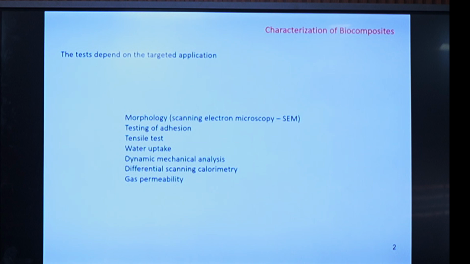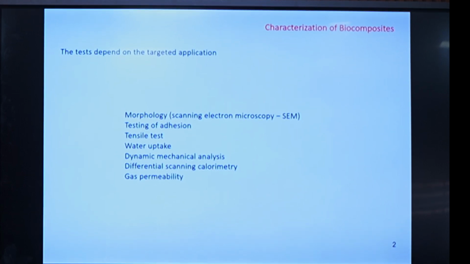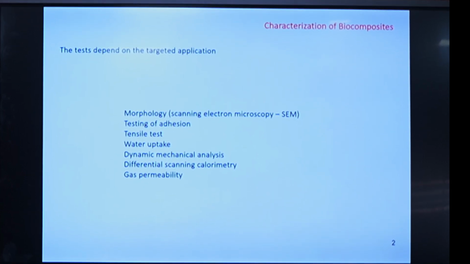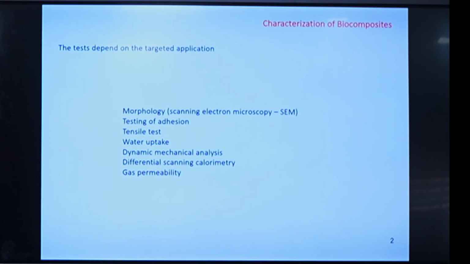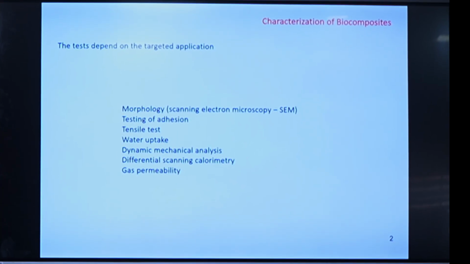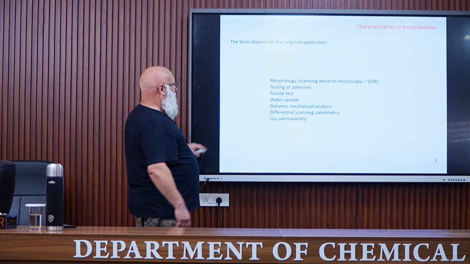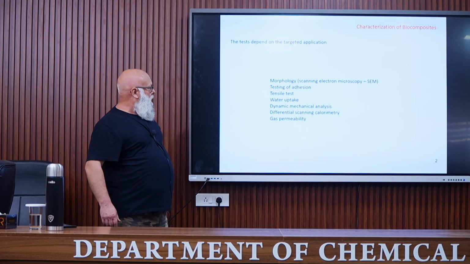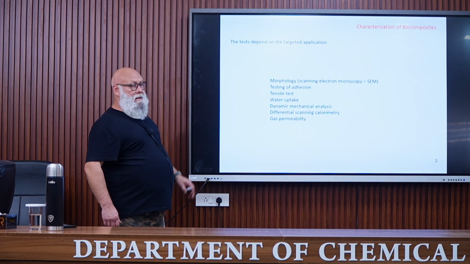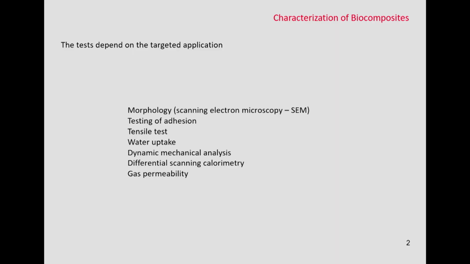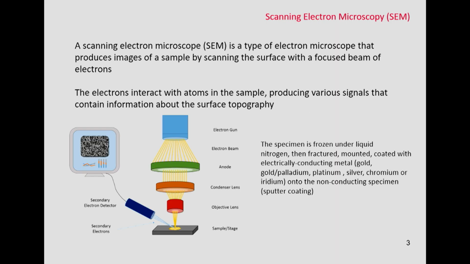To assess the morphology, usually scanning electron microscopy is used. It's also important to test the adhesion between the fiber and the matrix. So, tensile test, water uptake, dynamic mechanical analysis, DSC that we already mentioned this morning, and gas permeability.